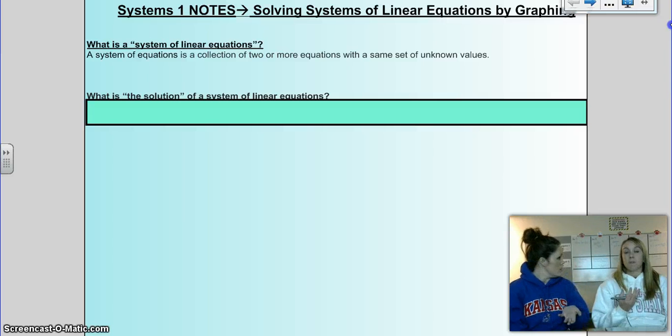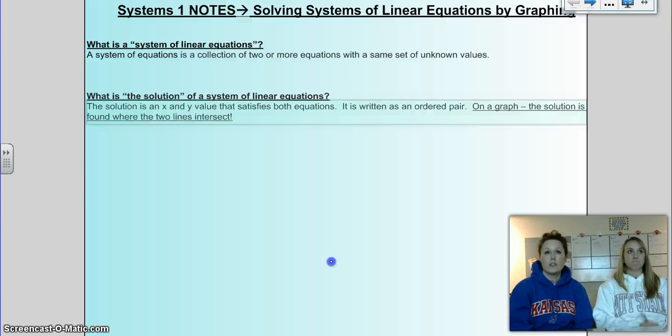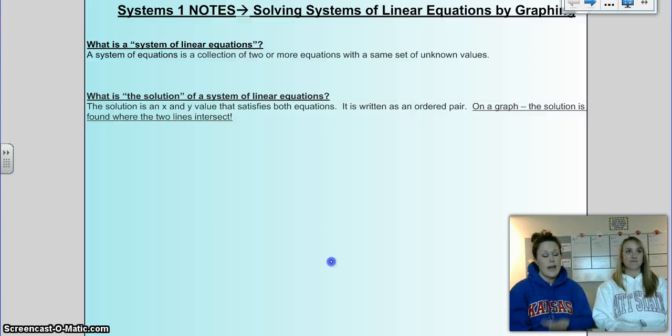So the solution is another word for answer. It's just what's the answer to this? So the solution is an x and a y value, which is an ordered pair that satisfies both equations. Basically, it means that it makes both equations true. If I plugged in the x and the y to both equations, I would get the same answer for both equations.